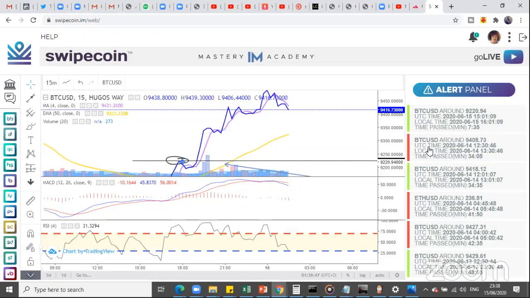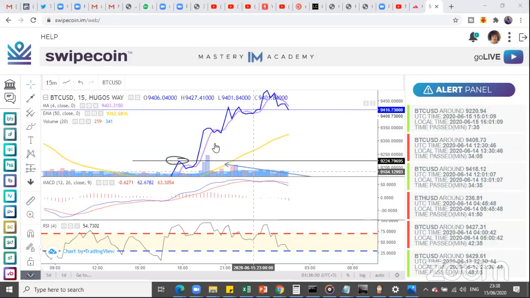Number 2, wait for what? The nearest, always look left. Wait for the nearest Mopo junction to be broken. Look at that, the next Mopo junction. Once it breaks this Mopo junction, 50 pip stop loss.